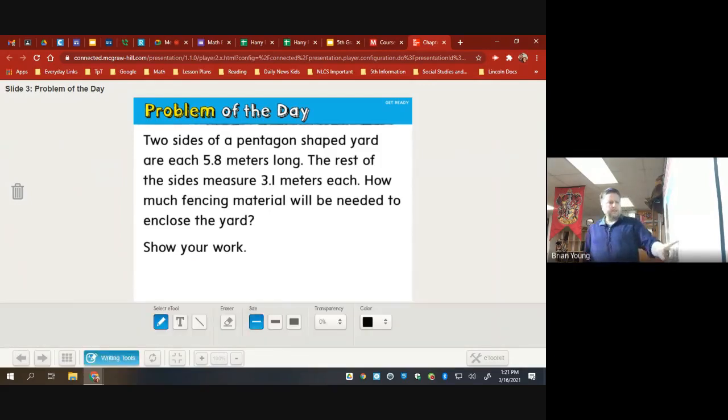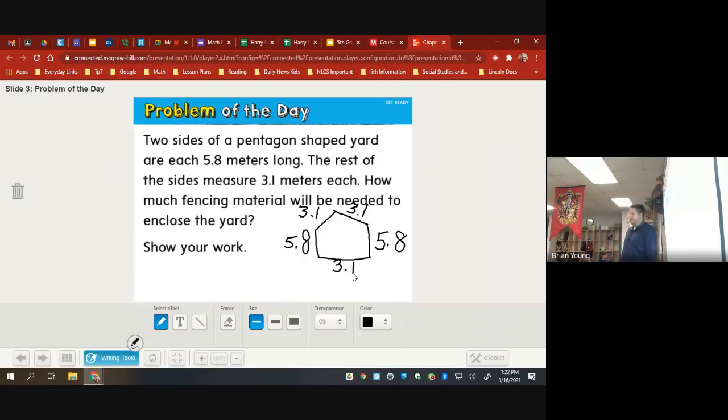All right. So we have a pentagon. We have, is that two sides? Yeah. How many sides is that now? Four. And then is this five? Yes. Okay. So two sides of a pentagon shaped yard are 5.8 meters. Choose this one here, it's 5.8. Sure. The markers on this thing do not work very well. Maybe it'll let me do this. 5.8. All right. The rest of the sides measure what? 3.1, 3.1, and 3.1, technically.